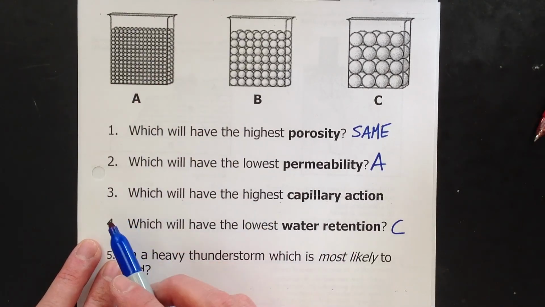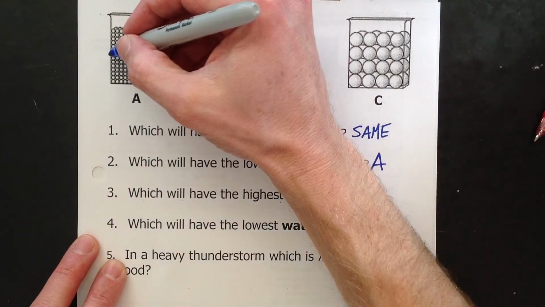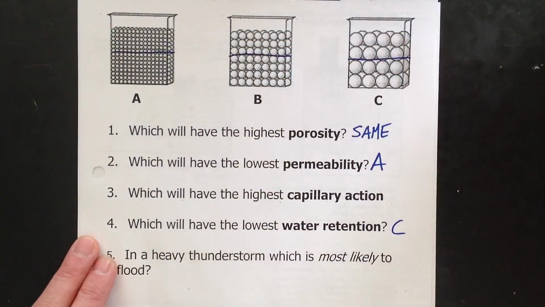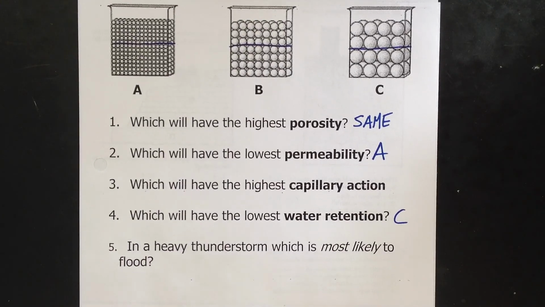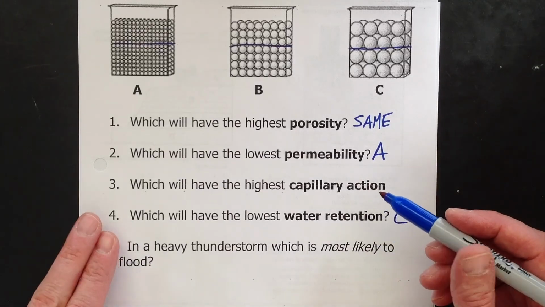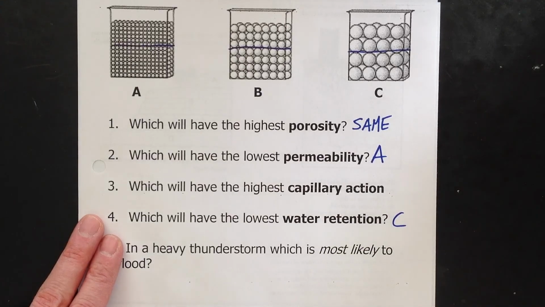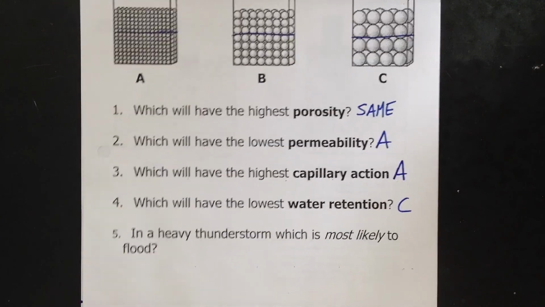Now, let's go back to 3, which I accidentally skipped. Which will have the highest capillary action? Let's say you've put the water up to here, and that's water creeping upward. It clings to the surfaces in the little small spaces and moves upwards, like water moving upward in a paper towel. And that is also a function of size. The smaller the particles and the smaller the spaces between the particles, the more capillary action. A would have the highest capillary action. Know that as well. Be able to apply that capillary action information.